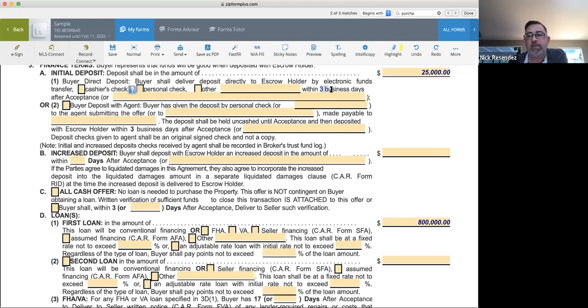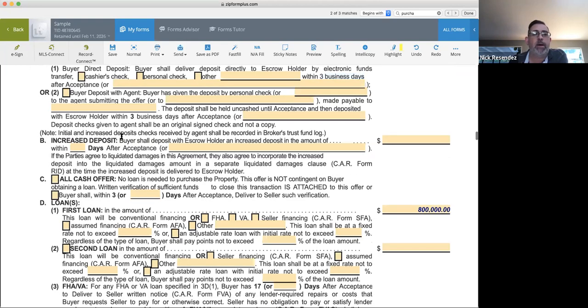Well, we got 3 days. Most every day that's counted in the purchase agreement is a calendar day, meaning it includes Saturdays, Sundays, holidays, except for the deposit. The deposit is always business days. Why? Well, because the banks are open on business days only, Monday through Friday. I suppose they're open on Saturdays these days, right? Even Sundays now. But anyways, it's going to be business days. All right, let's keep going.